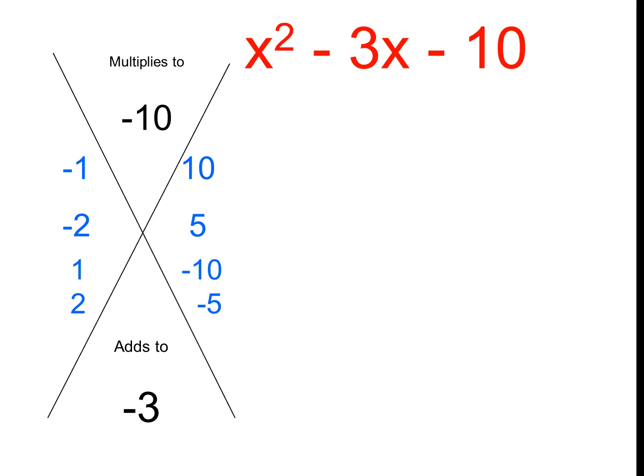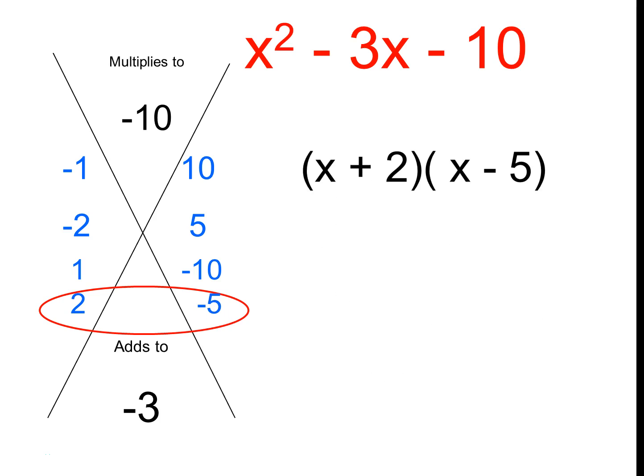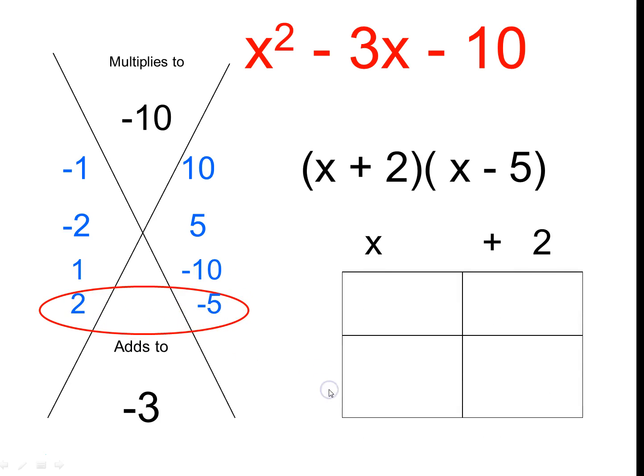All right. Now which one do I want to work with? Well, look right there. If I have 2 and negative 5 and I add them together, then I get negative 3. So there's my key. So what are my factors? x plus 2. That's positive, isn't it? And x minus 5. Let's check this one. x plus 2, x minus 5. And make sure that we get this to work.